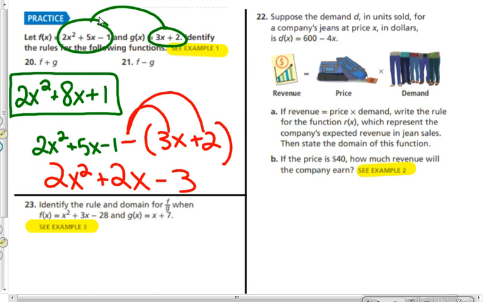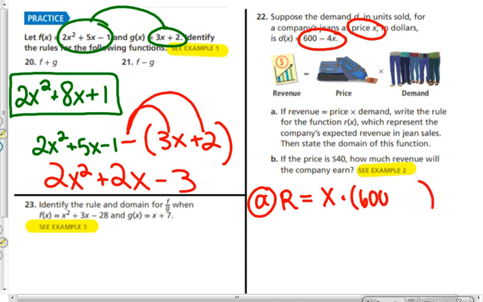They say that the revenue that you generate for a company is the price that you sell the item for times the demand, which is how many people buy it. Does that make sense? How much money I get is what it costs times the number of sales. Does that make sense? The students are nodding. Some of them aren't, but many of them are. Okay, great. So if revenue is price times demand, what would this look like if price is x and demand is 600 minus 4x? So part A, revenue equals x price times demand, 600 minus 4x.